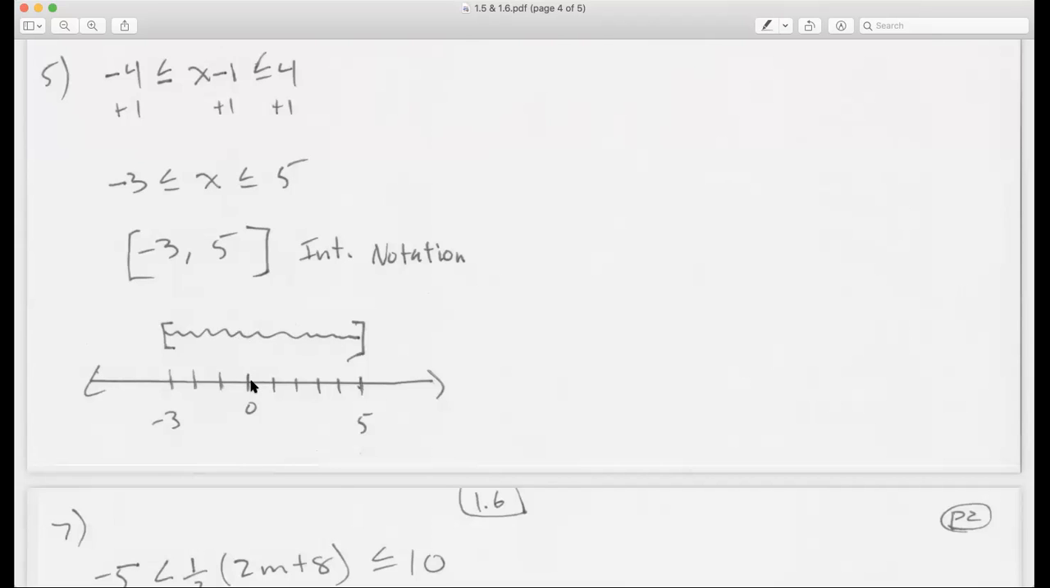You can test it. Put in 0 for x. Sure enough, if you cover the x, negative 4 is less than or equal to negative 1, and that's less than or equal to 4.